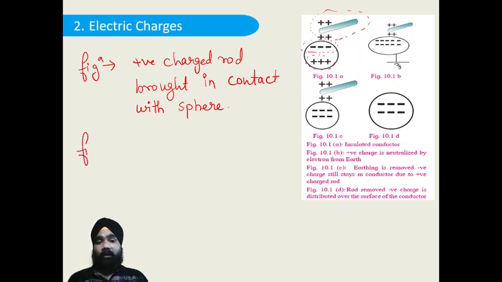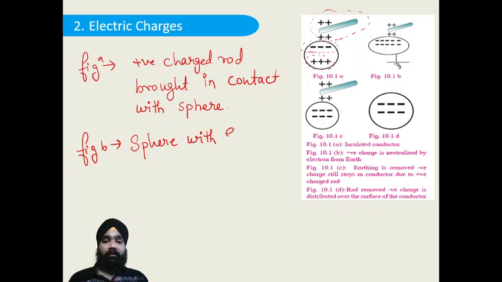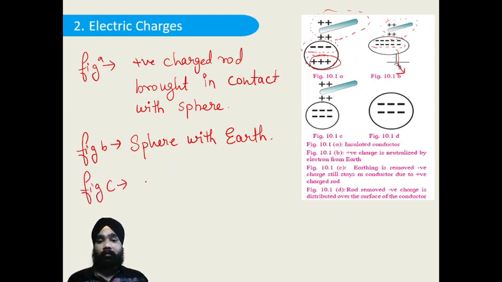In figure B, we are connecting the sphere with earth. That means we are earthing, or grounding, the sphere. So this is nothing but a ground, and the sphere is connected to the ground. Whatever positive charges there are will get absorbed by this ground, while more negative charges will get attracted towards this positively charged rod. Now in figure C, we remove the earthing.